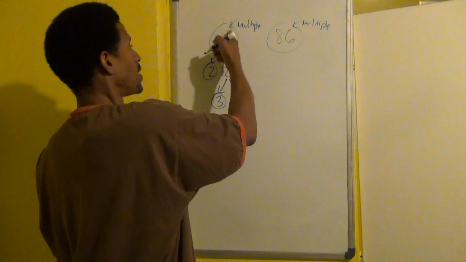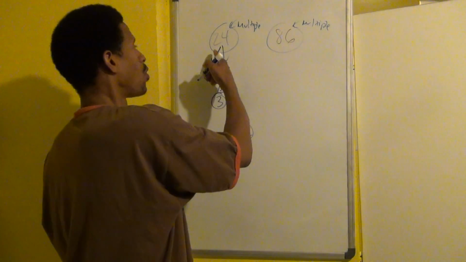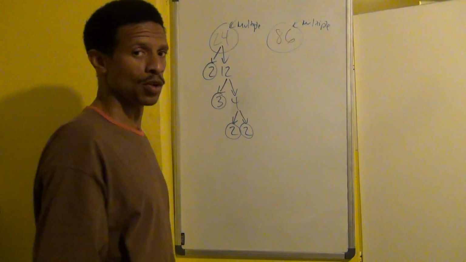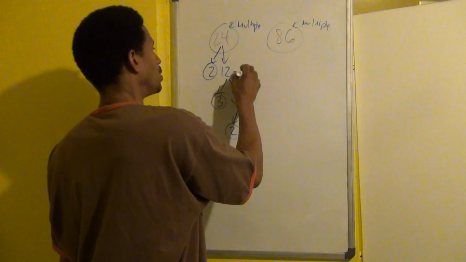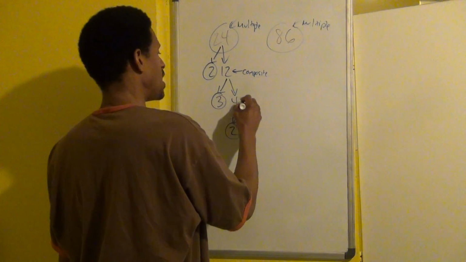If we do our prime factorization of 24, we can see all of our prime numbers. Our prime numbers are circled: 2, 3, 2, and 2. And notice what is not circled are composite numbers. Composite number there.